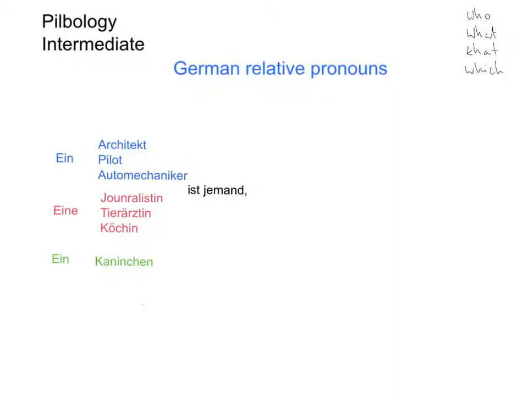In German, using relative pronouns is very, very simple. They are the same as the articles. So they will either be a der, a die, or of course a das. And I've color coordinated them down here. Blue for masculine, red for feminine, green for neuter. Okay, so let's actually see how this works.